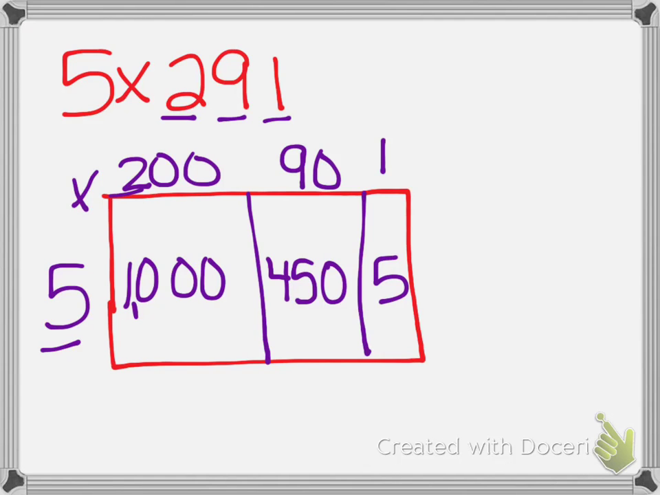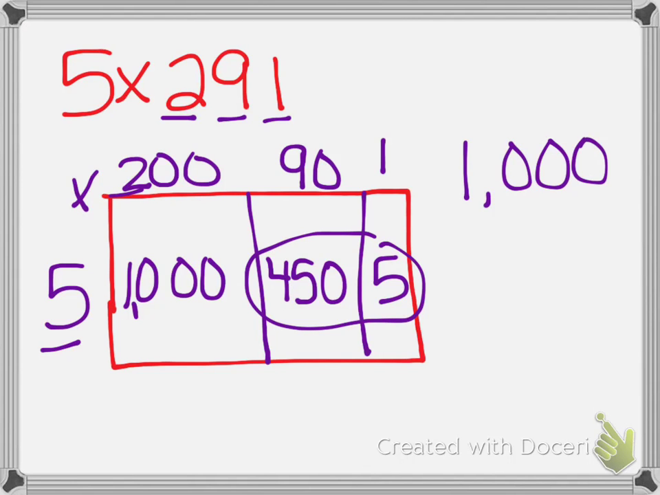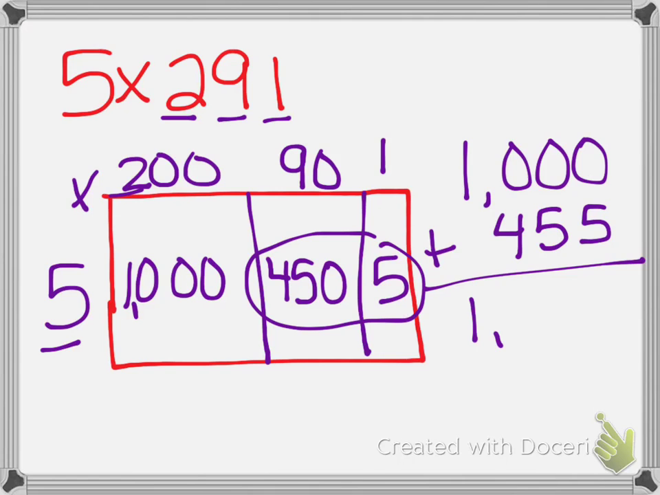Something else that they can do is put a couple together before they add their partial products. So I would do 1,000 plus 455, and honestly a lot of them could probably even go more mental and just know that that is 1,455.